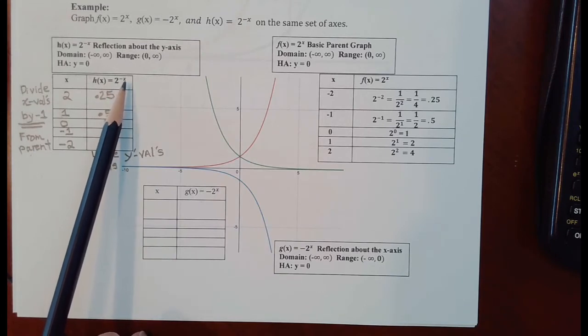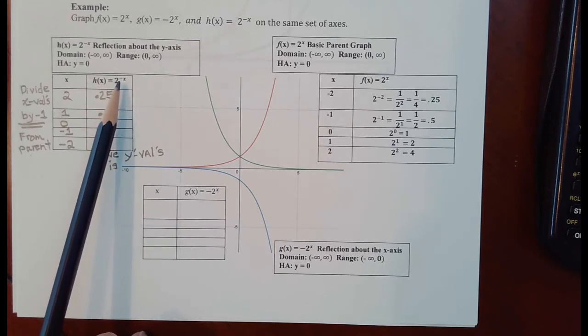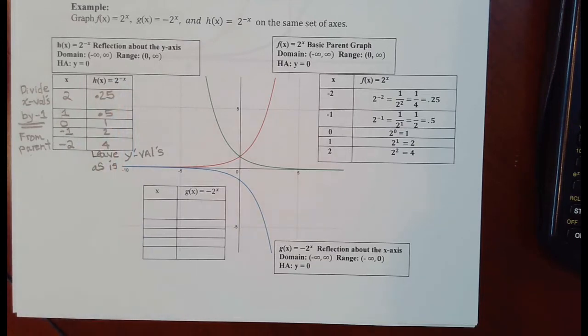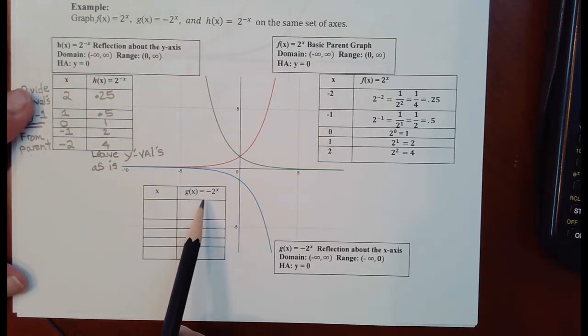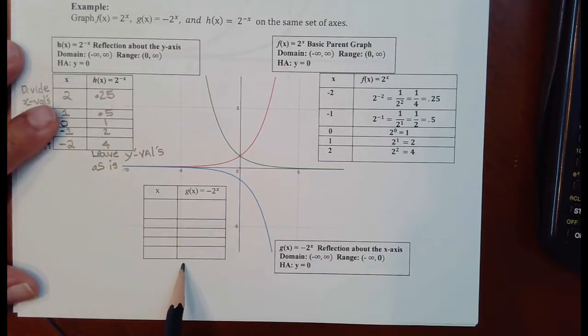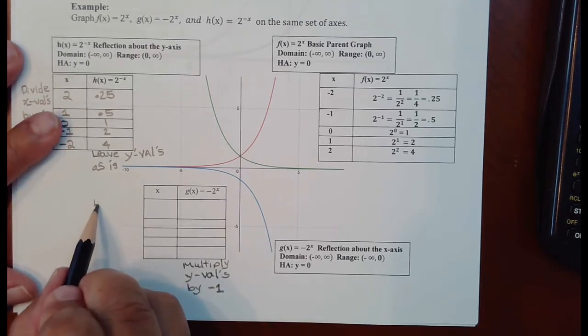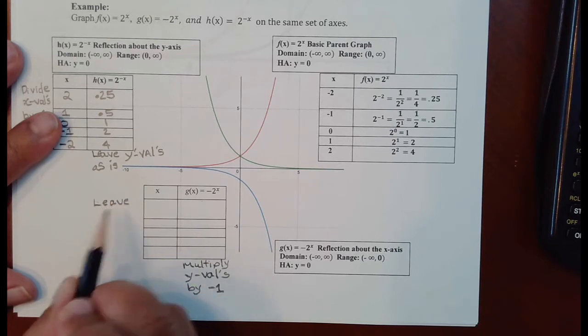So what this is really saying, because of where the negative is, is to multiply all your y values by -1. So that's what we're going to do. It is not telling you to do anything to the x values, so you're going to leave the x values as is. Leave those x values just as they are.